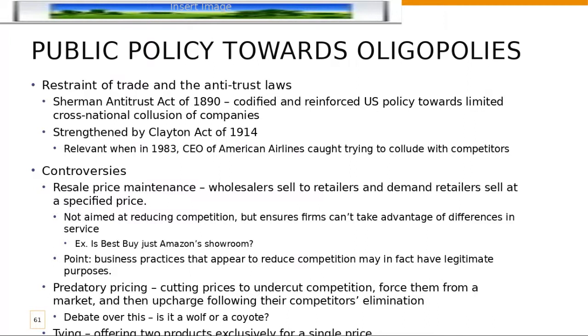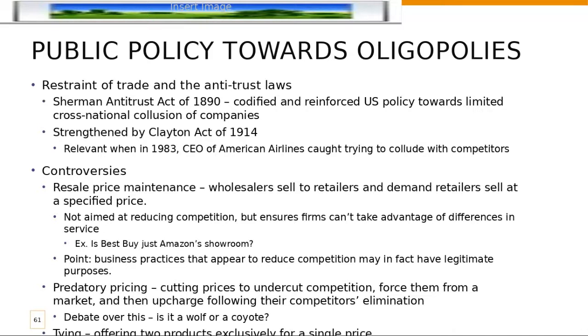Now, just a few notes here to wrap up. What is our public policy towards oligopoly? Well, in general, the U.S. has restrained and prevented collusion. So the Sherman Antitrust Act of 1890 codified and reinforced U.S. policy towards limiting cross-national collusion. Basically, we prevented the United States from being a part of an international cartel. And then we strengthened this in 1914 with the Clayton Act. This ultimately became relevant in 1983. The CEO of American Airlines was caught trying to openly, blatantly collude with competitors.